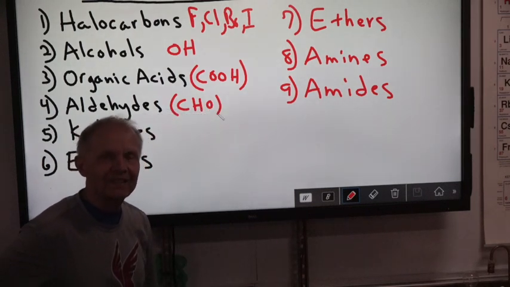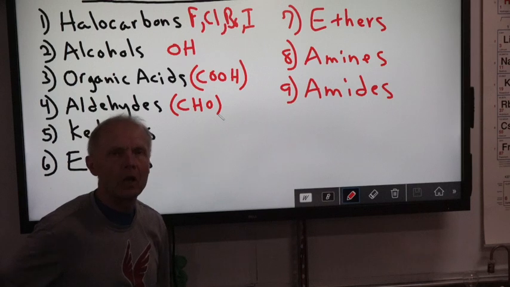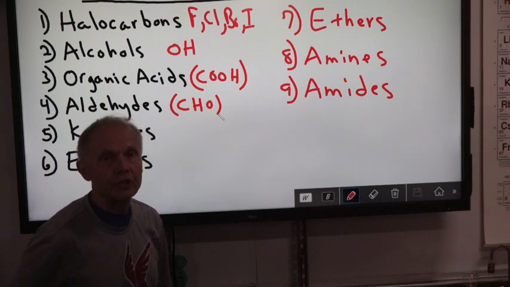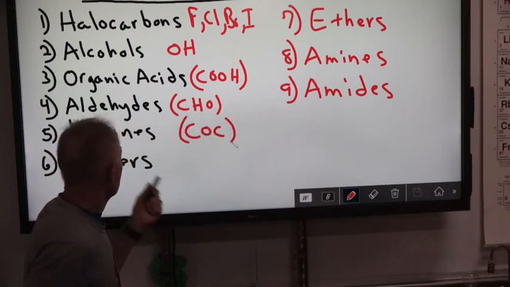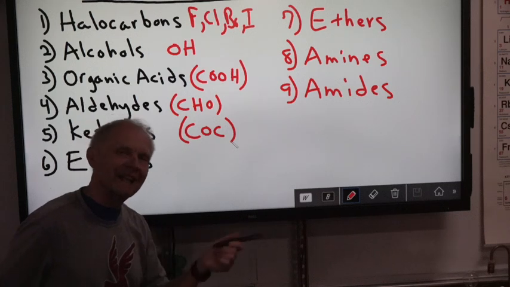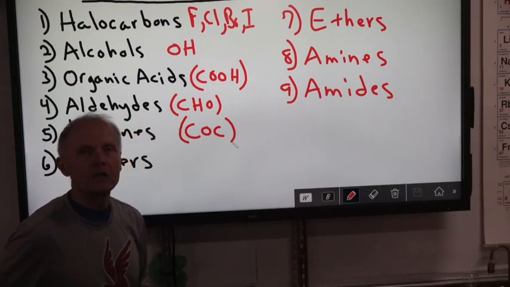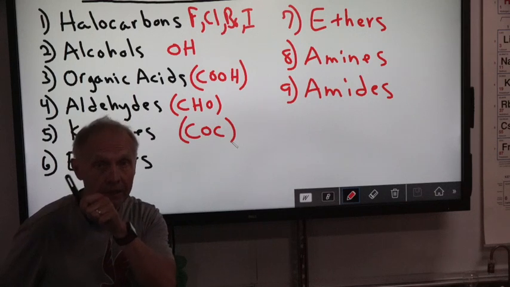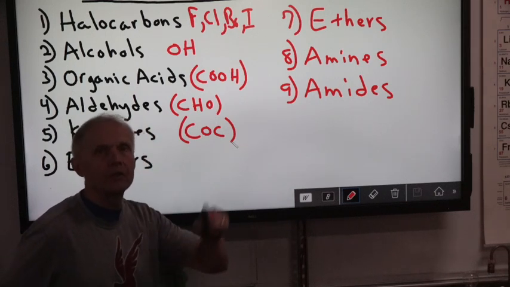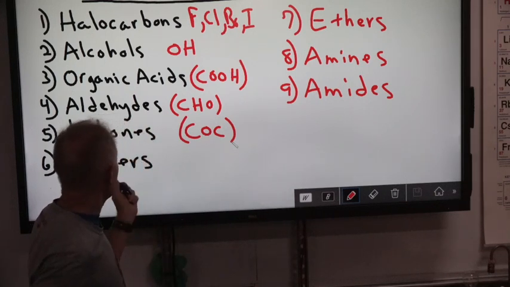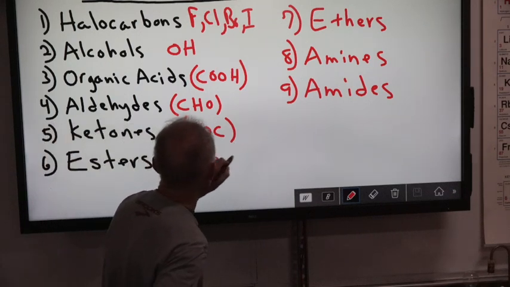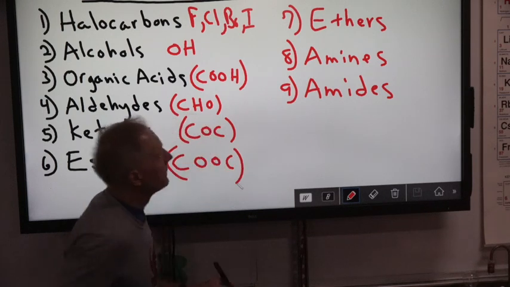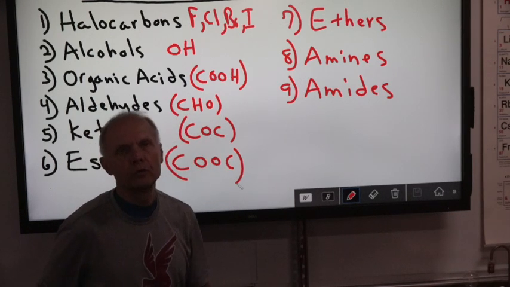Ketones is a little different. That's a double bonded O off a middle carbon. So the call letters are COC. Esters, that's the hardest one, and we did that in the last video. The call letters for an ester, remember, an organic acid plus an alcohol yields ester plus water. And the call letters for an ester is COOC.